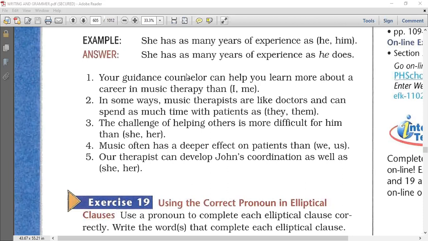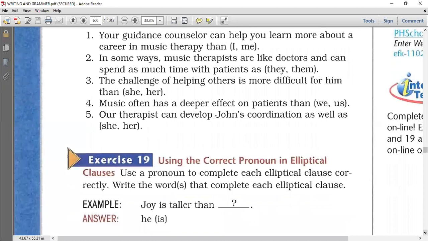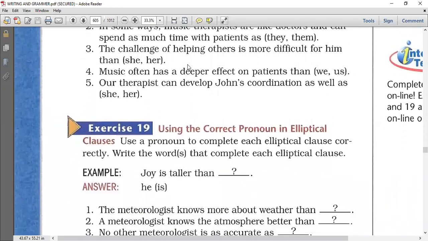Thank you. Number 2, I still have Abdurrahman Boghdadi. Can you do number 2? Yes, Mr. In some ways, music therapists are like doctors and can spend as much time with patients as them. Okay, them. As they can spend with them. Okay.